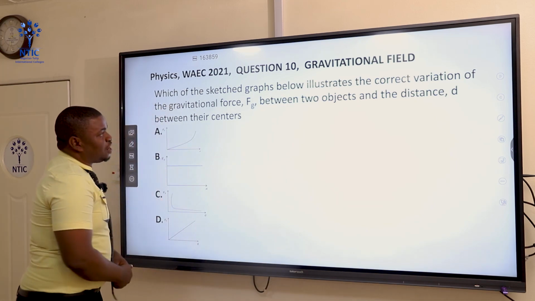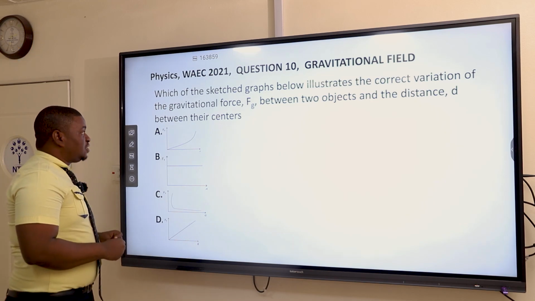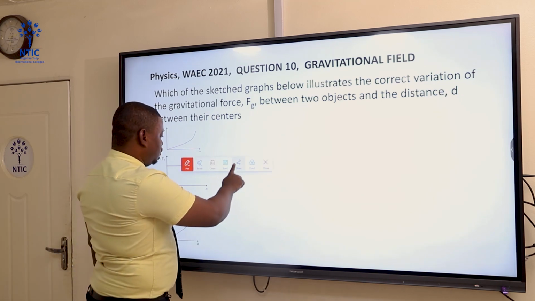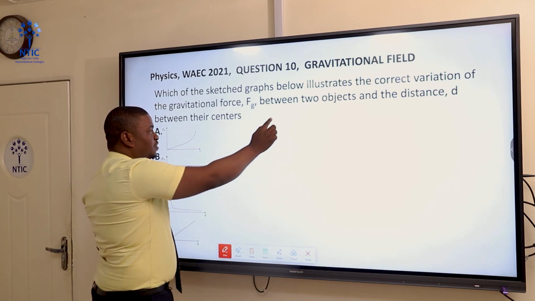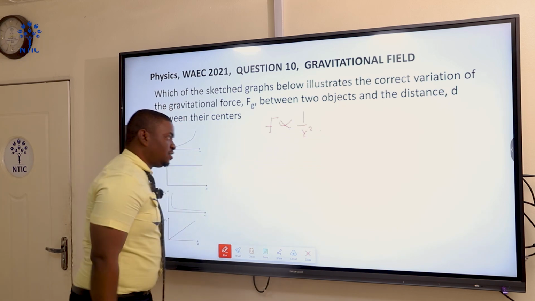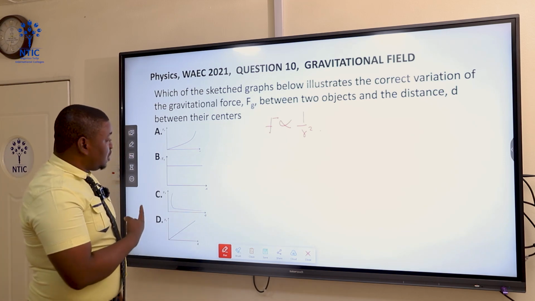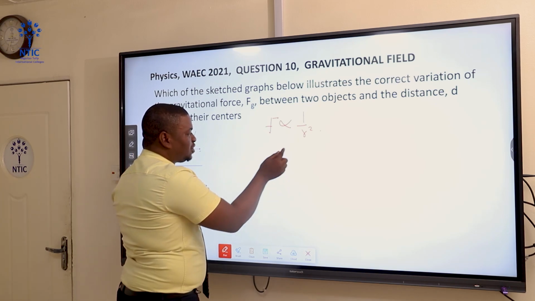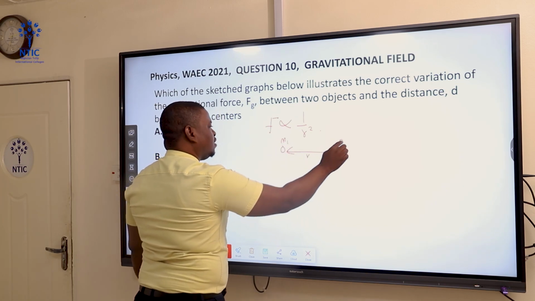Now, which of the following graphs below illustrates the correct variation of gravitational force between two objects and the distance between their centers? Fine. Now, under gravitational field, Newton's law of gravitation states that the force of attraction is inversely proportional to the square of the distance between masses. So we are going to take a sample. Let's see if we can get a graph that looks like what we have. So let's assume a situation where we have the distance between two masses, let's say M1 and M2.